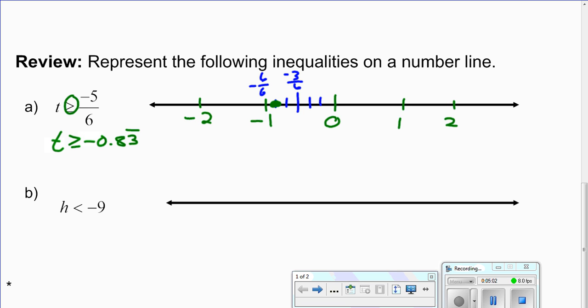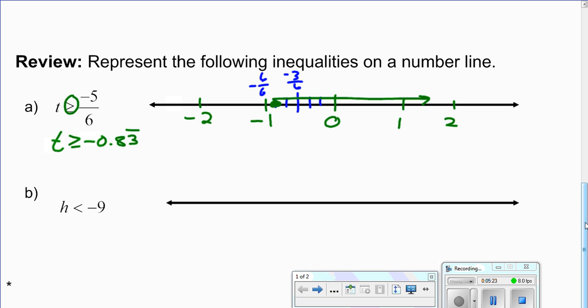The inequality includes equal, so we can make a closed dot at negative 5/6, and it must be greater. So if we're talking greater values, the inequality must go to the right. Okay, so that means t can be 0, t could be +1, +2, t could be negative 3/6. Any of those values work.